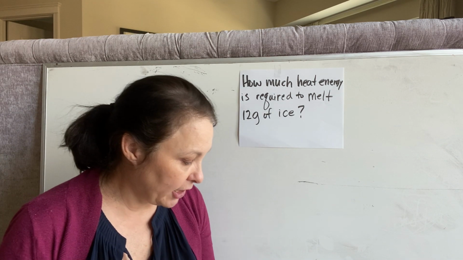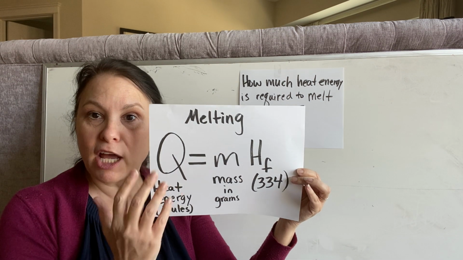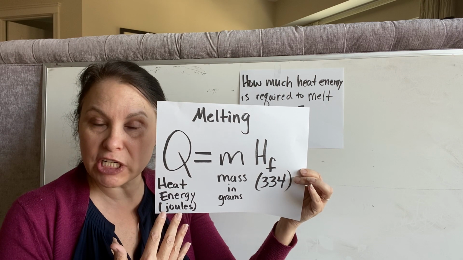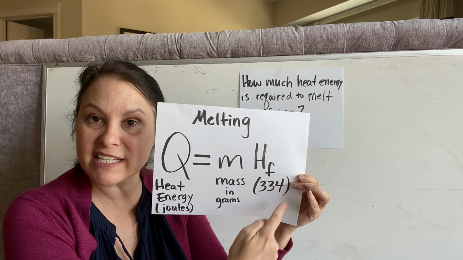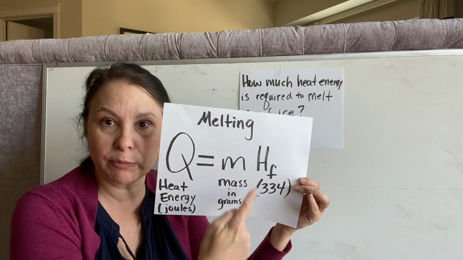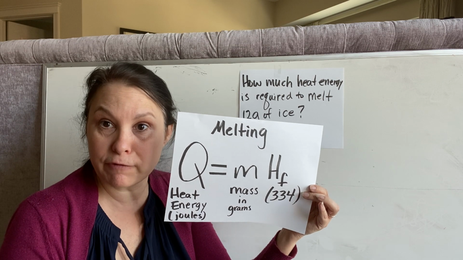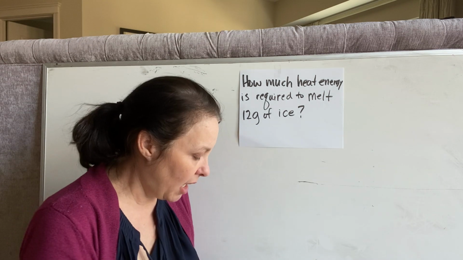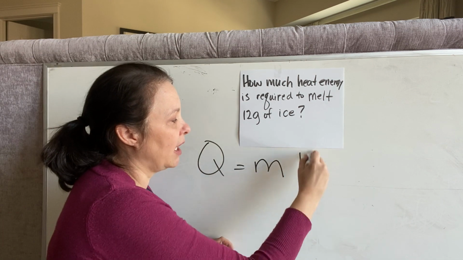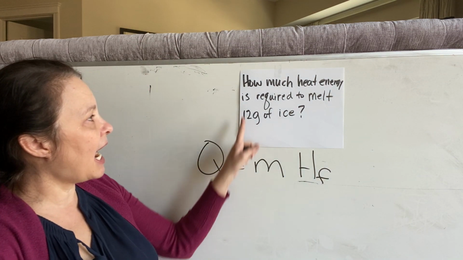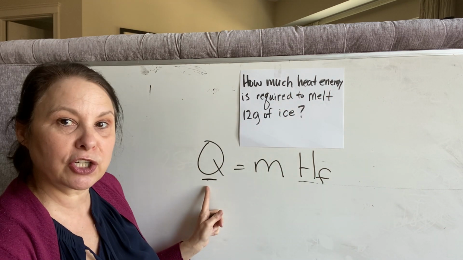Okay. Well, I go back to my melting formula, all right? Q, which is how much heat, the heat energy, mass of the ice, and remember, this is the constant that we get off the front cover that's set every single time you solve a melting problem. You just simply plug in the 334 for the HF, which is the heat of fusion, fancy word for melting. All right, so what we're going to do is we're going to use the melting formula, all right? And I want to know how much heat energy. Well, that's that right there.